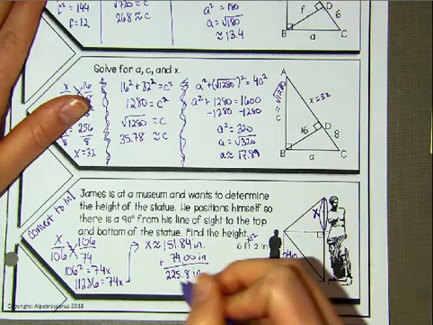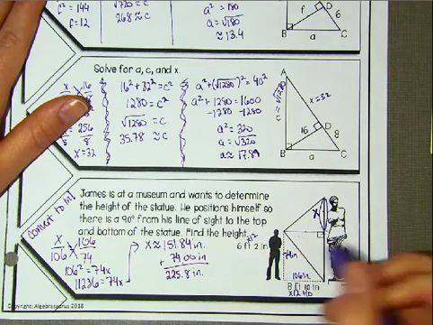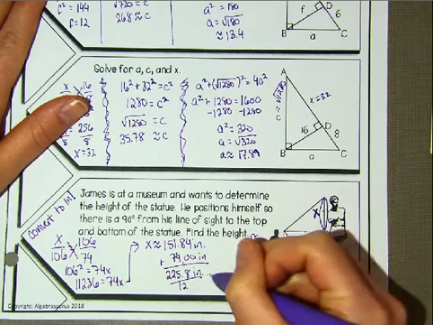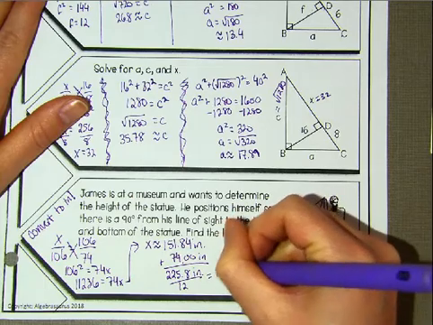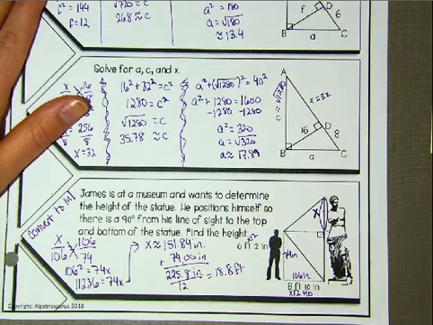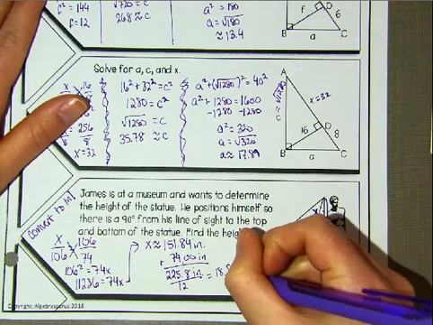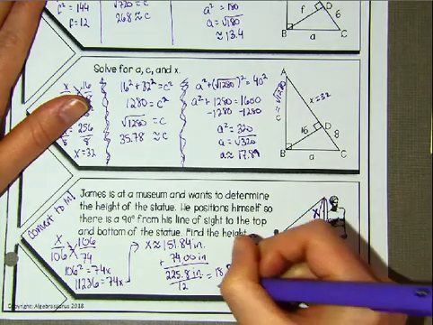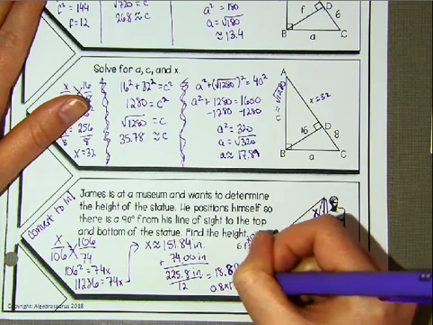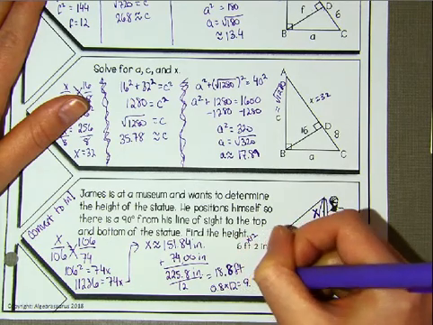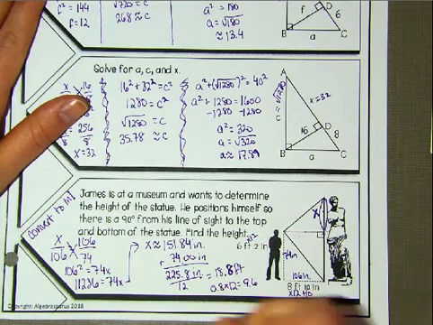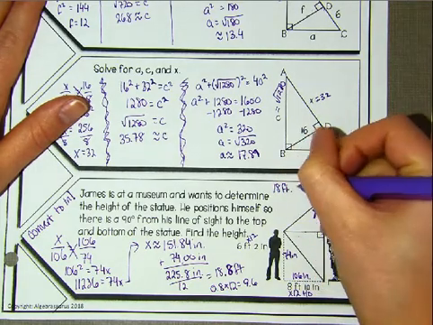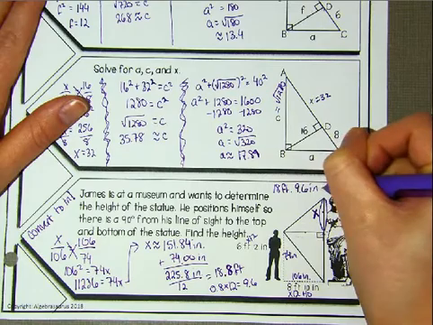So to do that, we would just divide by 12, and that's going to give us 18.8 feet. So then if we want to find how many inches left over we have, we would just take 0.8 times 12, and that gives us 9.6. So the statue is 18 feet, 9.6 inches tall.